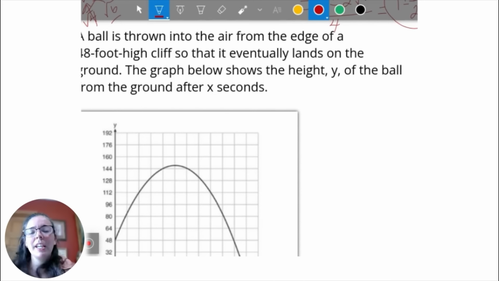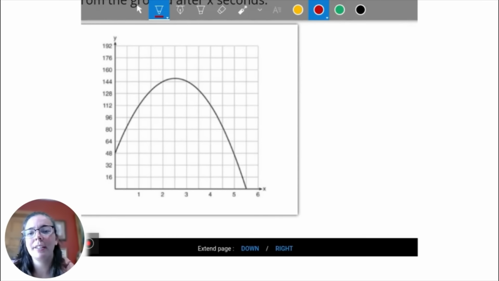So a ball is thrown into the air from the edge of a 48-foot high cliff so that it eventually lands on the ground. The graph below shows the height y of the ball from the ground after x seconds. So here's our graph. It tells us it is at 48 feet on the cliff. So that's our 48 feet right there, our y-intercept. It goes up and then it starts to come down. So lots of questions that they could ask you here.